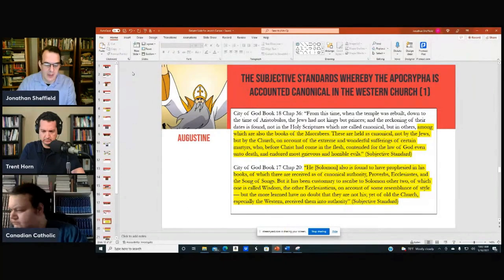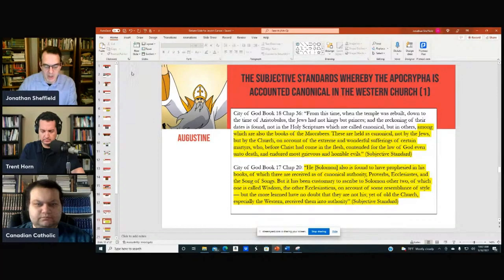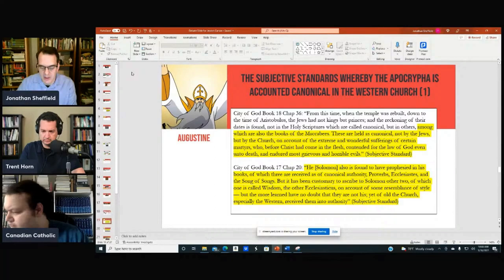Firstly, Augustine recognized the book of Maccabees as canonical on account of the extreme and wonderful sufferings of certain martyrs, despite his observation that the record is not witnessed by the Jews. For the apocryphal works of Wisdom and Ecclesiasticus, canonical status is granted due to some resemblance of style with Solomon's three recognized works, even though the more learned scholars did not support this conclusion.